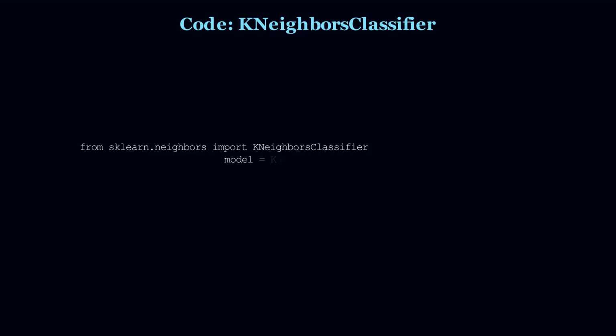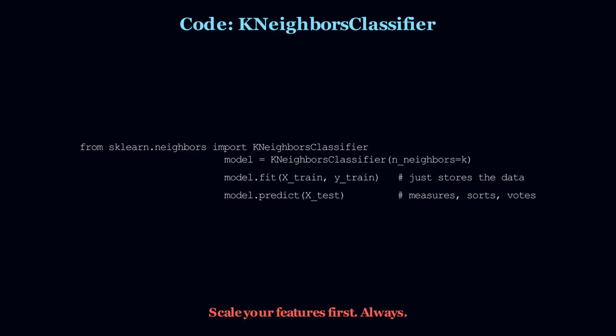In scikit-learn, this is KNeighborsClassifier. Import it. Set n_neighbors to K. Call .fit, which really just stores the data. Call .predict, and it measures, sorts, and votes behind the scenes. Same three-line pattern as every model this series, this one just skips the math. Scale your features first, though.